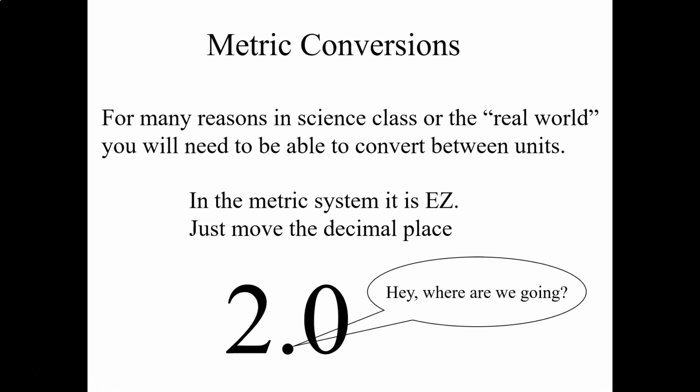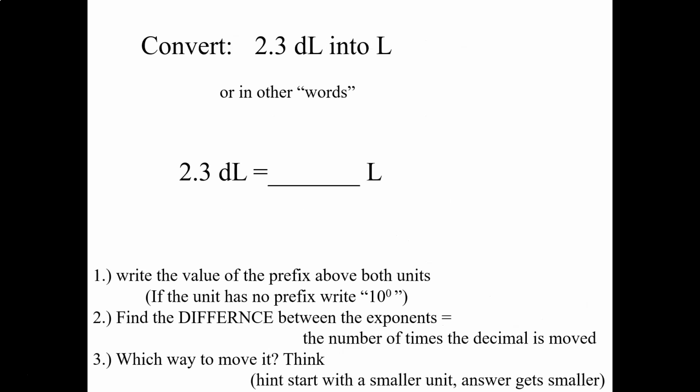Converting metric units is really easy because all you have to do is move the decimal place. You don't have to multiply by any crazy numbers like you would in the English system. So here's what you're going to do. I'm going to give you a problem that looks like this, and this means convert 2.3 deciliters into liters.